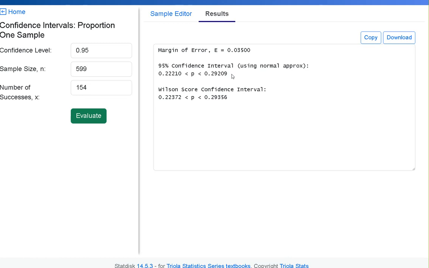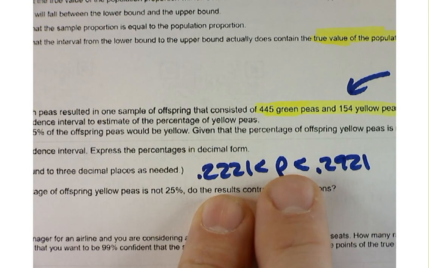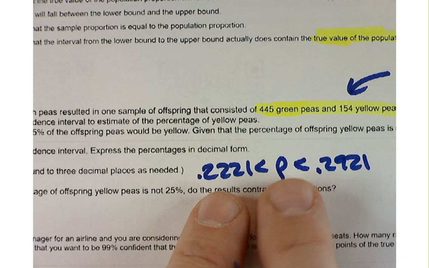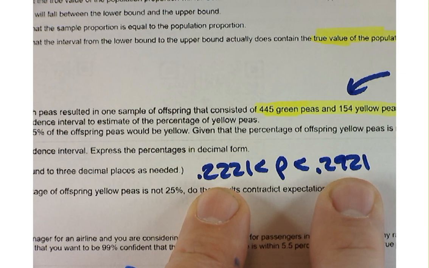That's going to be between 0.2221 and 0.2921. I rounded to the nearest 10,000th in each of those. Now I'm putting p between these things because that's what we're trying to estimate. You're estimating with p hat, but you're trying to get this. We don't know what it is. So we're saying it's probably between here. And we have 95% confidence in our procedure.